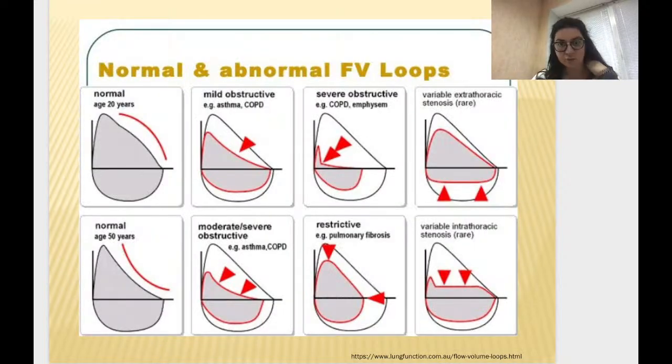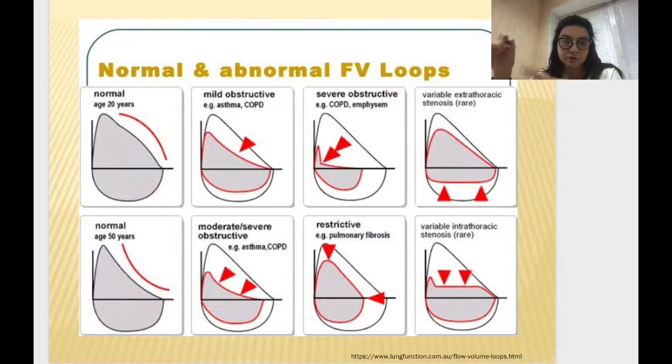Here you see how the loops look. First picture, it is a normal young person, aged 20 years. Second picture, mild obstruction. Next one, severe obstruction. And next one is variable extrathoracic stenosis, where you see that the form of the loops is preserved but the volume is decreased.